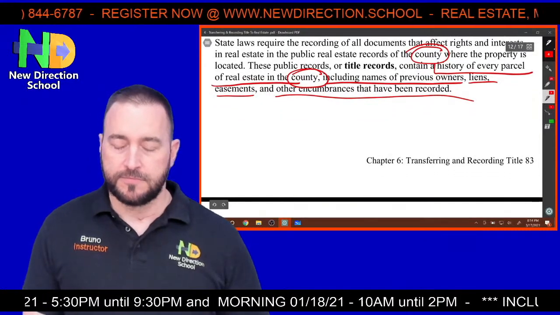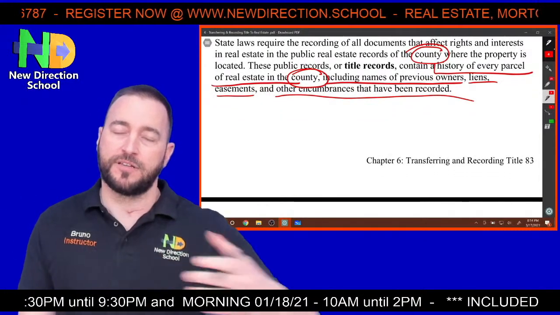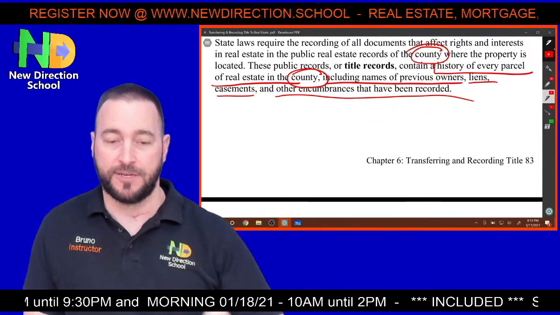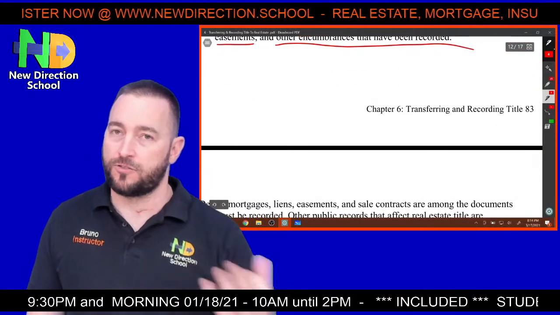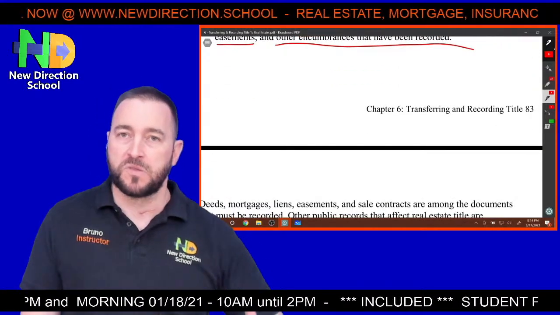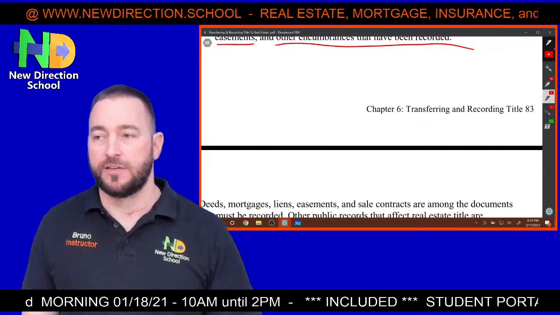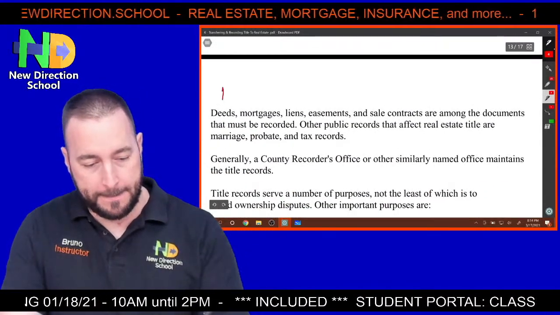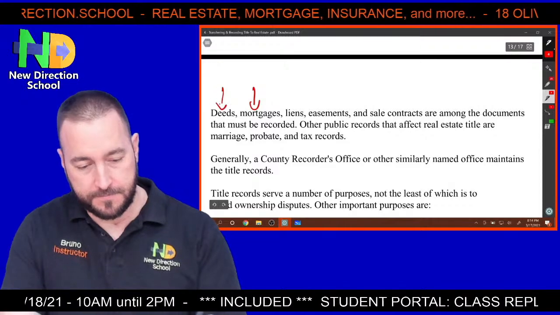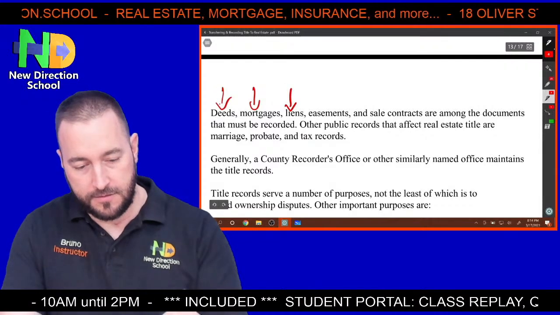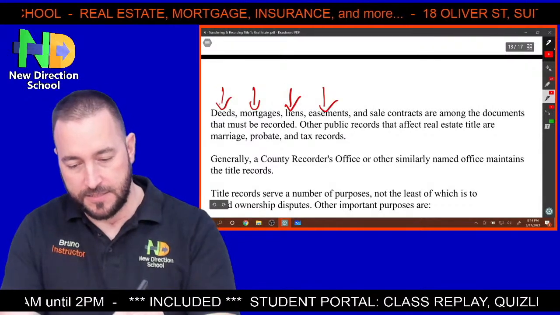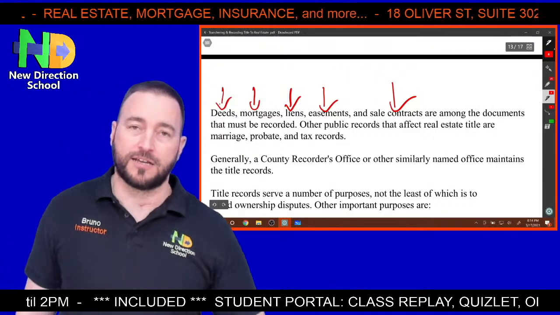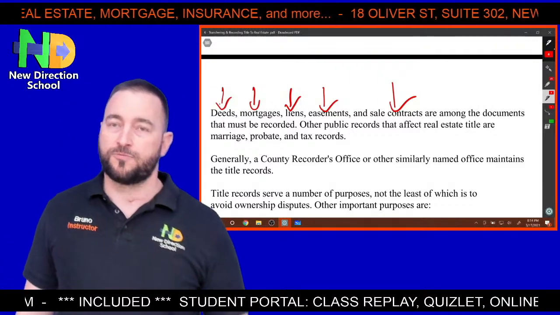So, title records show everything that's been placed against the property. And this is where we get to find out through constructive notice, right? We get to find out who has a claim to the property or not. Now, deeds, mortgages, liens, easements, and sales contracts are among the documents that must be recorded.